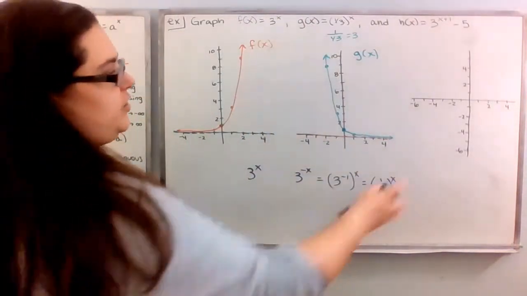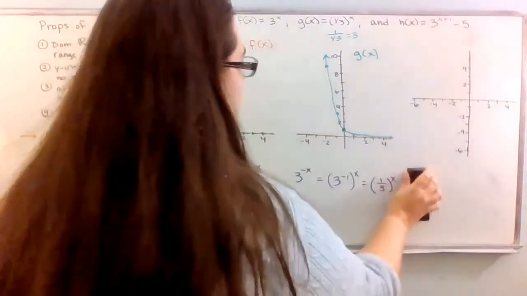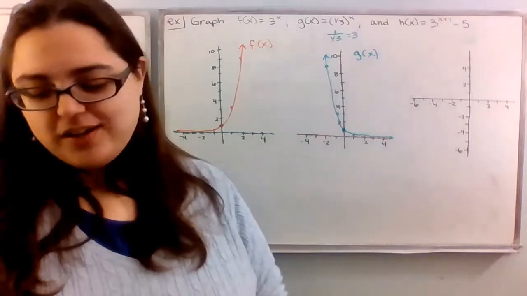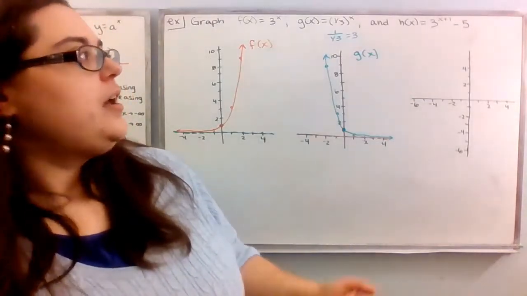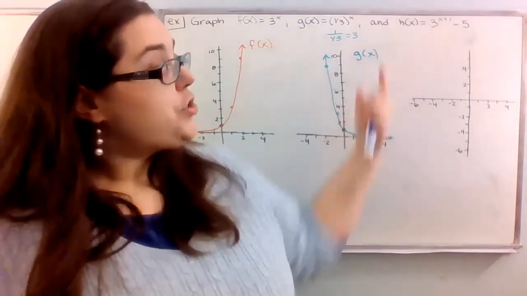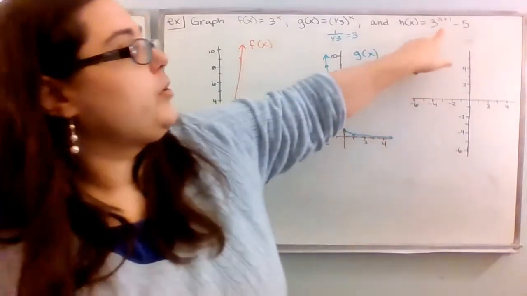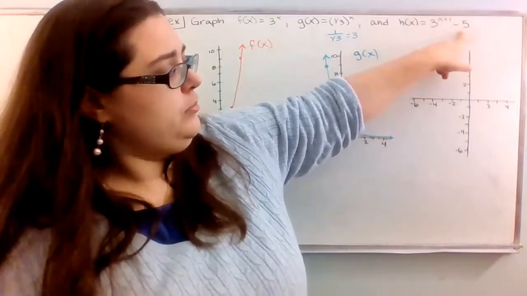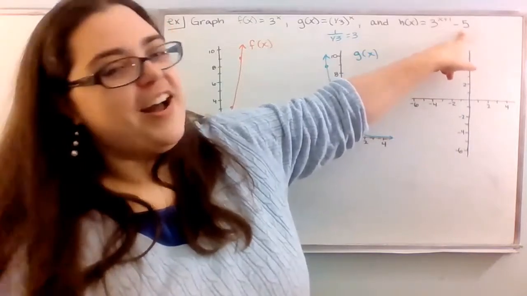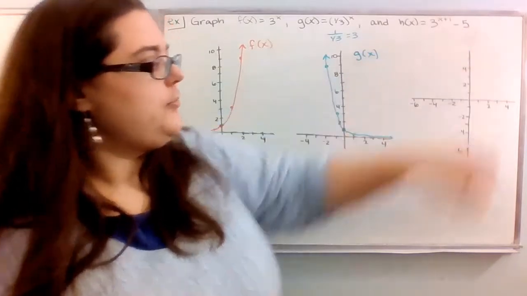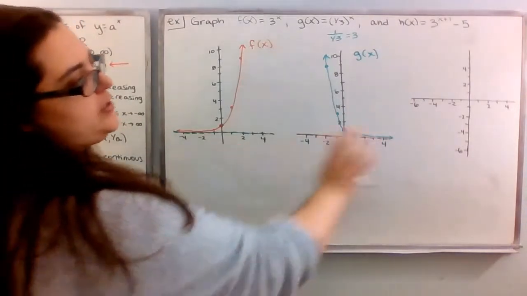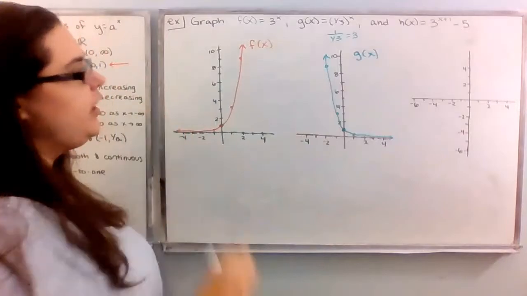So now let's take a look at this third function, h of x. H of x is definitely a transformation on y equals 3 to the x. So we can see that we have 2 shifts happening on this one. We're going to shift to the left by 1 since we have a +1. And excuse me, we're going to shift down by 5 because of this -5. So we're going to start out with this as our base function and transform it to graph h of x.